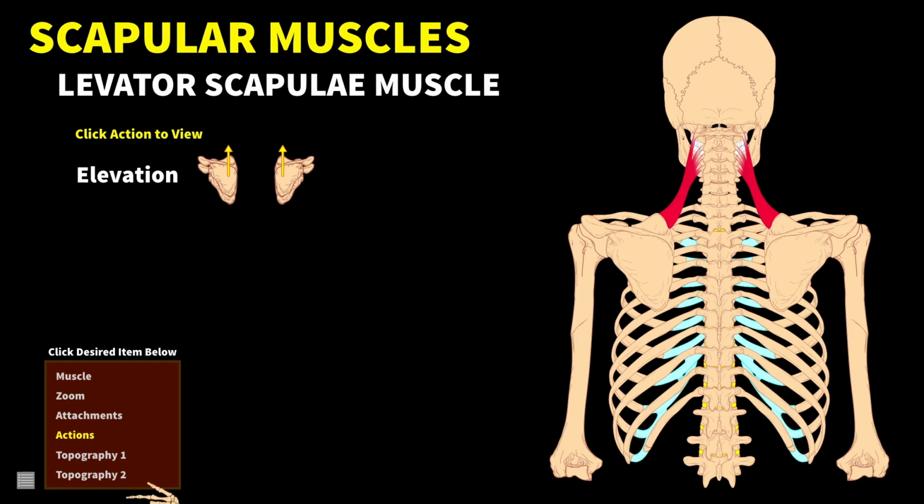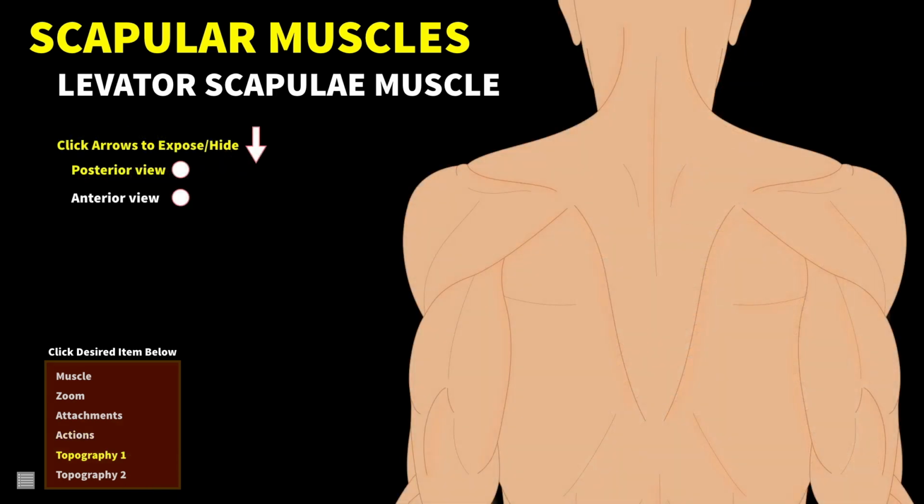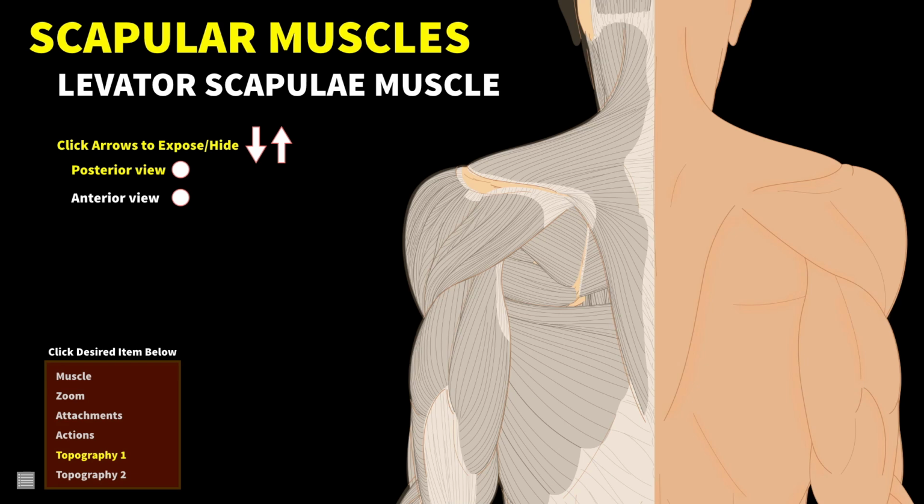Let's finish our study of the levator scapulae by observing its relation to other muscles. Note that with the skin transparent, the levator scapulae is visible at the superior lateral aspect of the trapezius muscle. If I make the trapezius transparent, the levator scapulae becomes even more evident.